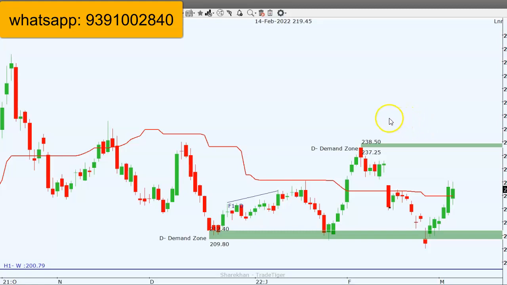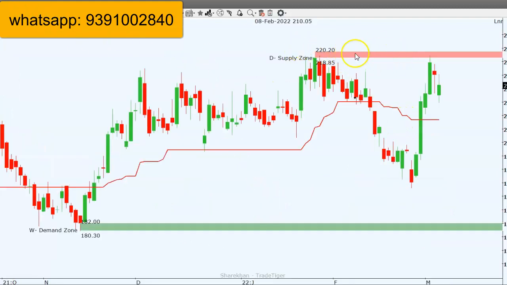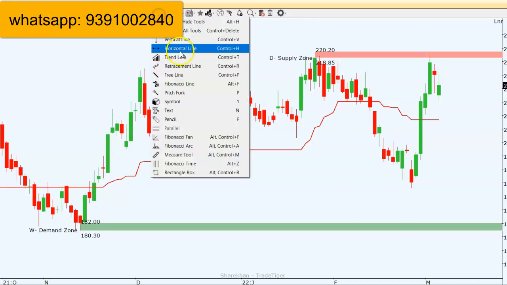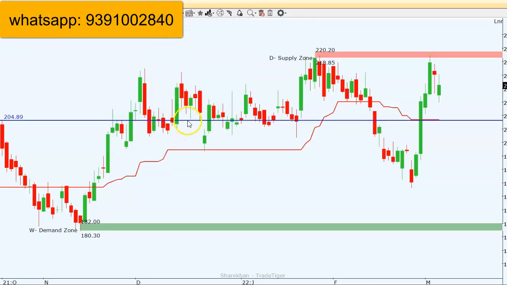Another stock is Power Grid. After hitting the supply zone, Power Grid is slowly drifting towards the downside. So we have to wait and watch to accumulate the stock around 200 kind of levels. Here, this area is a very good entry we can say. So 205. If the price comes to around 200 to 205, that area is our accumulation area.